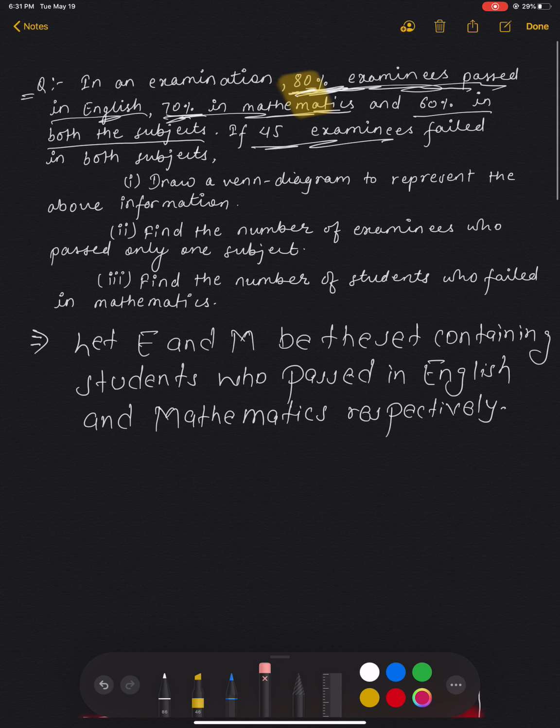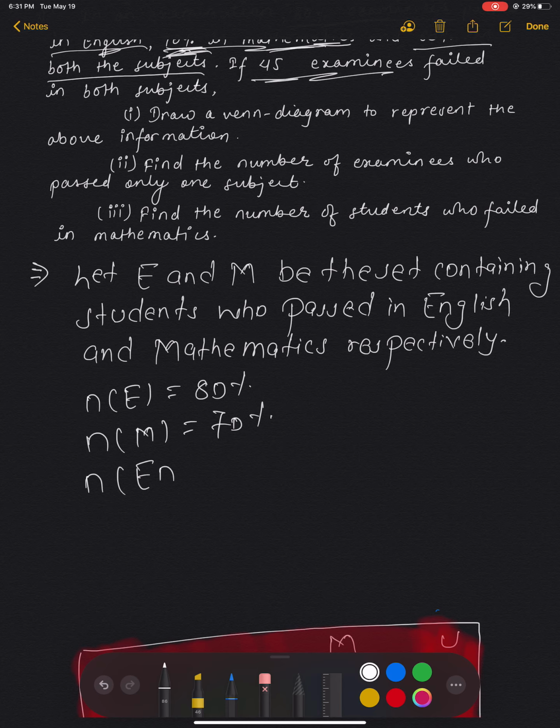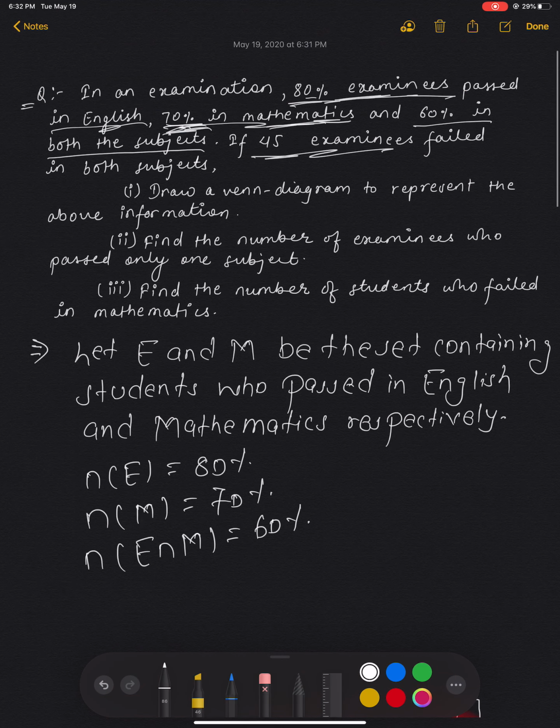In this question we are given that 80% of examinees passed in English, 70% passed in mathematics, and 60% in both subjects. So n(E) is equal to 80%, n(M) is equal to 70%, and their intersection, n(E ∩ M), is equal to 60%. And 45 examinees failed in both subjects.